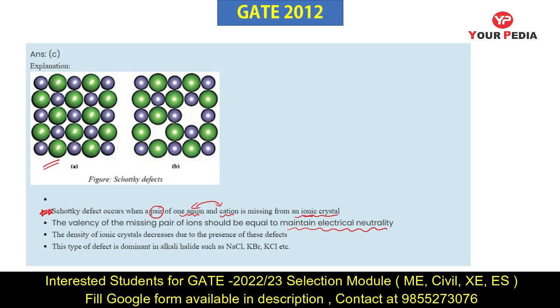The density of an ionic crystal decreases due to the presence of this defect. Obviously, here there is no defect, and here there is a defect, as you can see. With fewer atoms, there is a lesser density. This type of defect occurs in NaCl, sodium bromide and sodium chloride. Option number C is correct for this.